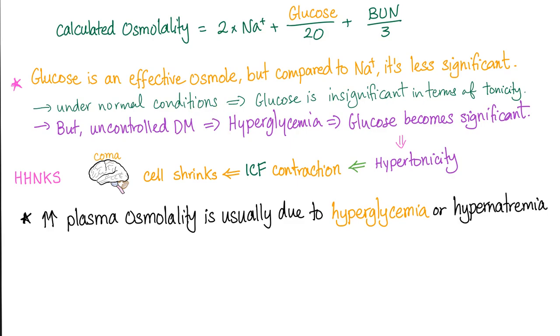That's why, let's say I have a diabetic ketoacidosis, tons of glucose in my blood. Glucose now is significant because you have too much of it. It's gonna lead to hypertonicity, ICF contraction, and the cell is gonna shrink. Make believe that this cell is in your brain. You will suffer from coma. That's why we call it diabetic ketoacidotic coma or hyperosmolar hyperglycemic non-ketotic syndrome. So the main cause of increased plasma osmolality is usually hyperglycemia, too much glucose, or hypernatremia, too much sodium.